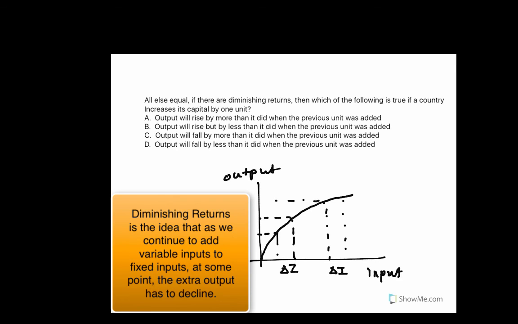Right, so this change in output at higher levels of inputs is smaller for a given change than it is at lower levels of inputs. So output will rise by more than it did when the previous unit was added. That's not true, right, because that contradicts the whole diminishing returns idea. The second answer says output will rise by less than it did when the previous unit was added. And that's exactly what we said down here, right? That's exactly the definition of diminishing returns, is that when I add the next unit, I'm going to get less from that than the previous unit of input got me.